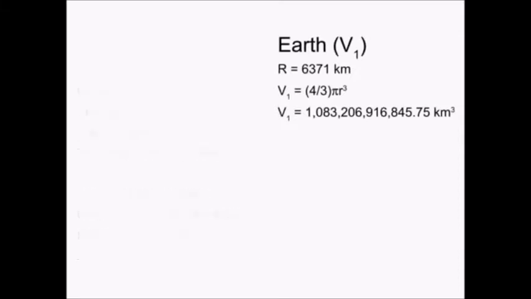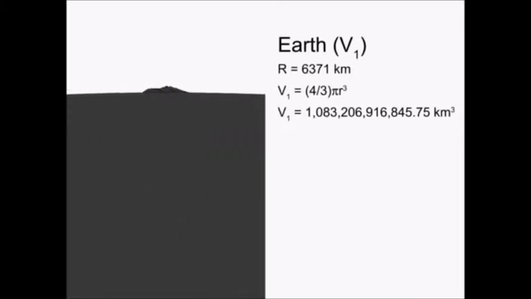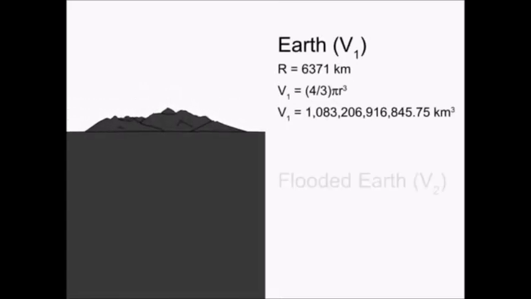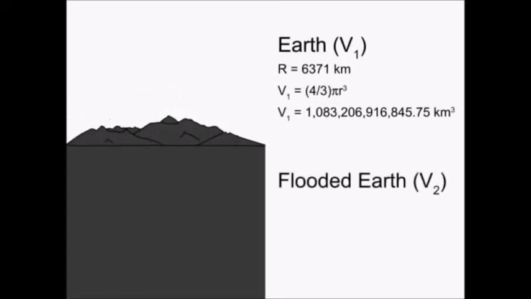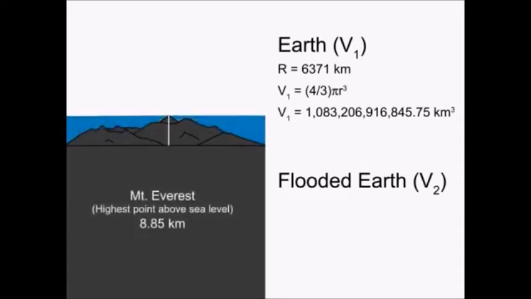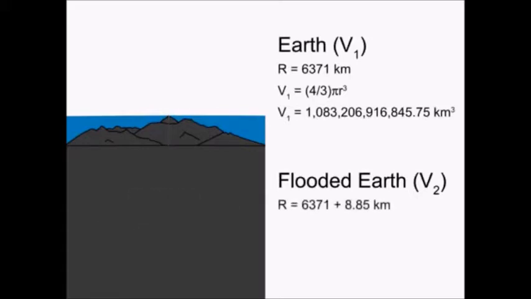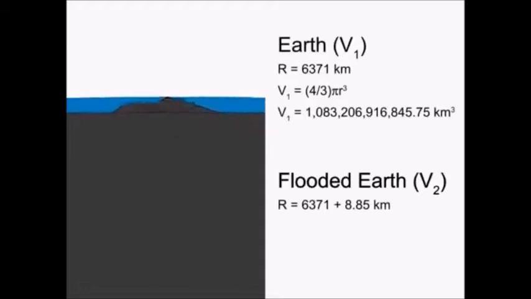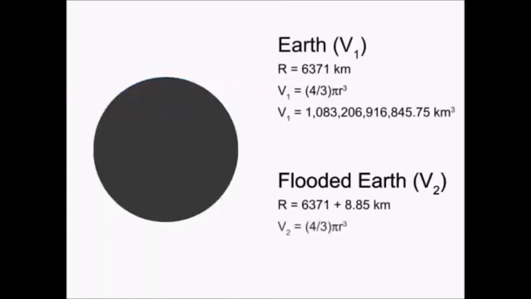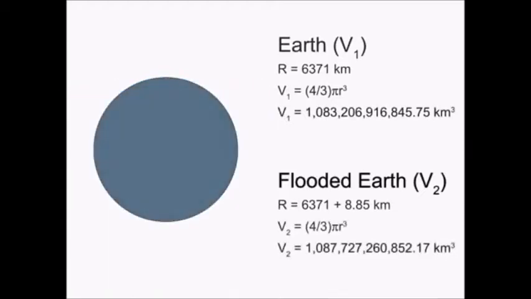So, in order for us to figure out the amount of water required to cover the tops of the mountains as the Bible describes, we need to find the volume of a second sphere. We know that Mount Everest has a height of 8.85 kilometers. It is the highest point on Earth above sea level. We add the average radius of the Earth to the height of the highest point above sea level, and we get the radius of our second sphere, which we will call V2.